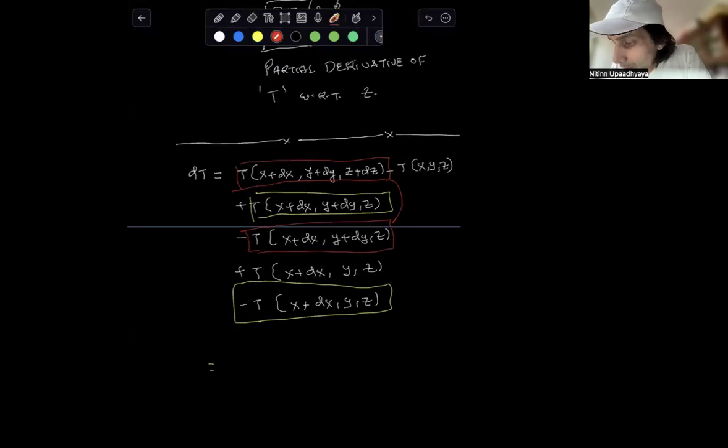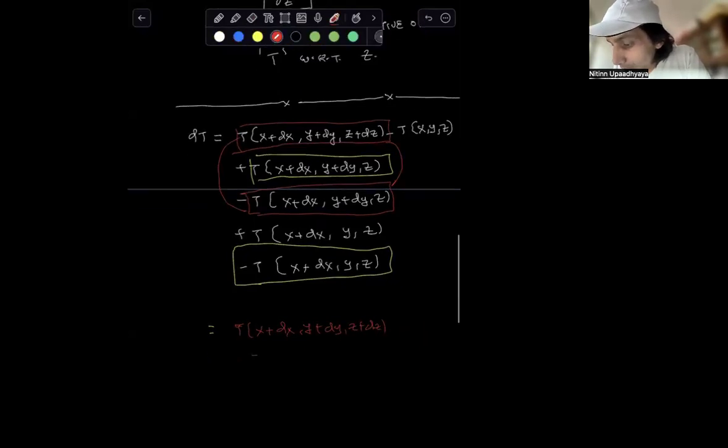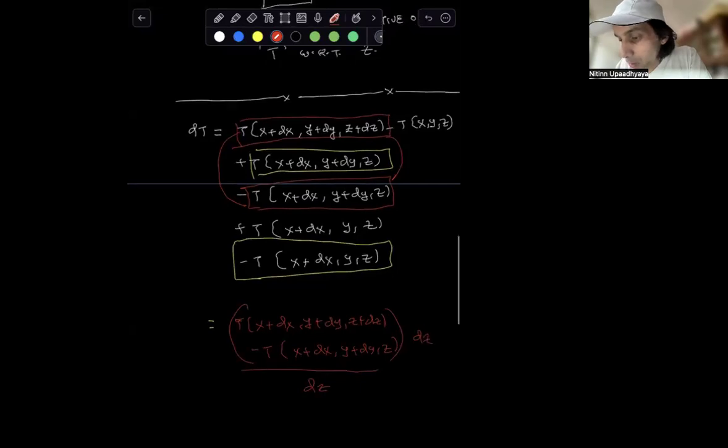So I'm going to first combine these two terms and write, or rather divide and multiply this expression with dz. So I have T at x plus dx, y plus dy, comma z plus dz, minus the temperature at x plus dx, comma y plus dy, comma z. And for this combination, I will divide by dz and multiply by dz. So that's one combination we have.